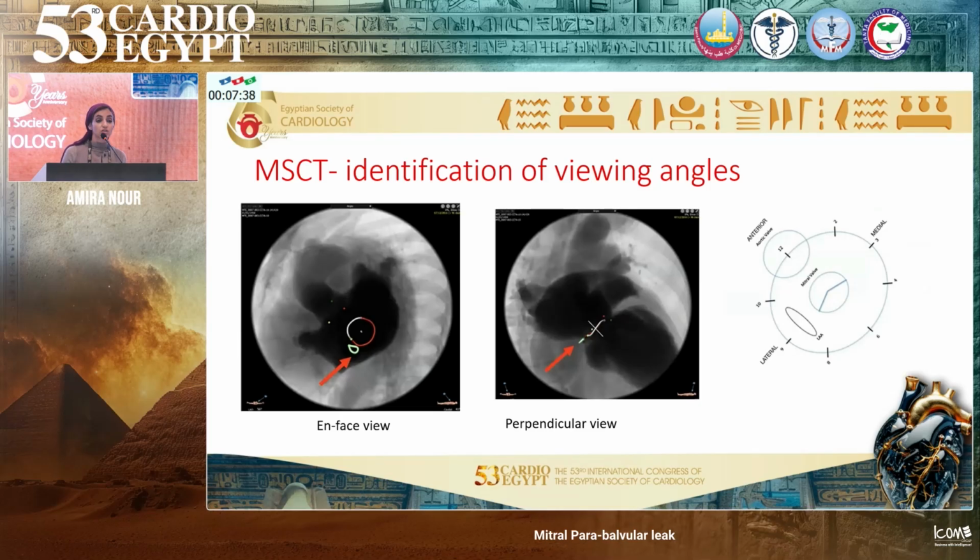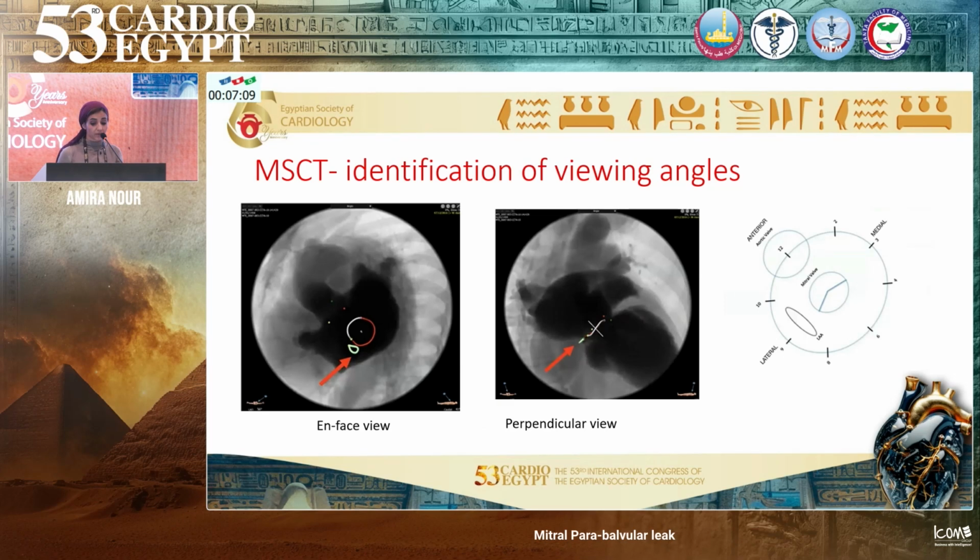Comes in the second position is the multi-slice CT, which is very important for identifying the imaging view which you will work with in your cath lab. We can see here that the CT can make for you the visual angiographic images, where it can also create images for the mitral valve in the en-face view, which corresponds to the 12 o'clock model we discussed, or corresponding to the 3D TE.